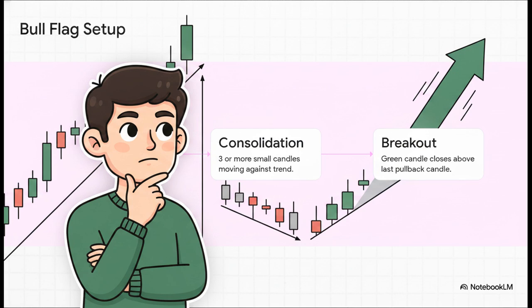First, a strong uptrend creates the flagpole. Then the market just needs a quick breather, so it consolidates, printing 3 or more small candles that drift slightly downward against the trend. This forms the flag.